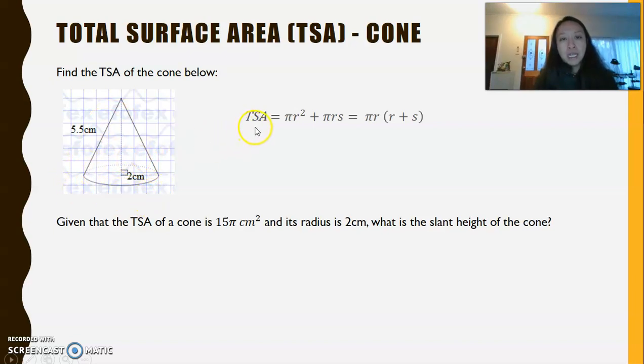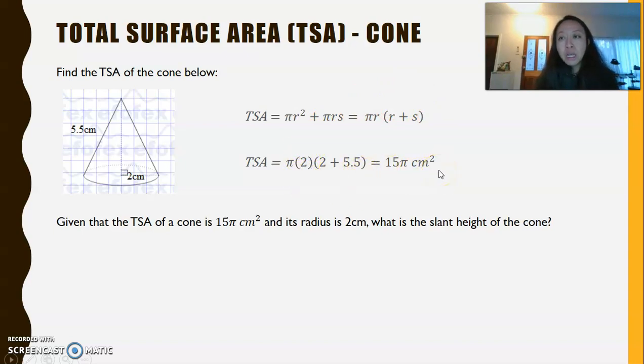So to find the TSA, it is pi r squared plus pi r s. Pi r squared is the area of the circle, which is the bottom part, and pi r s is the curved surface area. So we can factorize these two so that it becomes pi r (r plus s). To answer the question of how to find the TSA of this cone, we just have to substitute the values of the radius and the slant height into the formula and get the final answer.